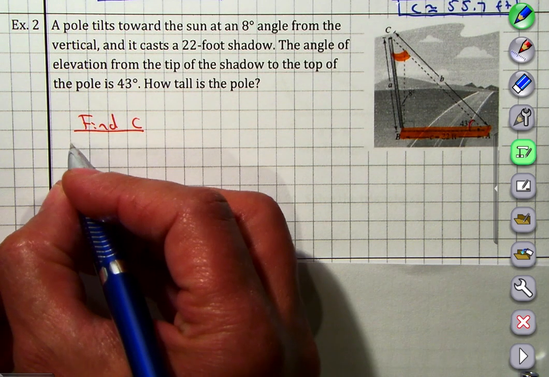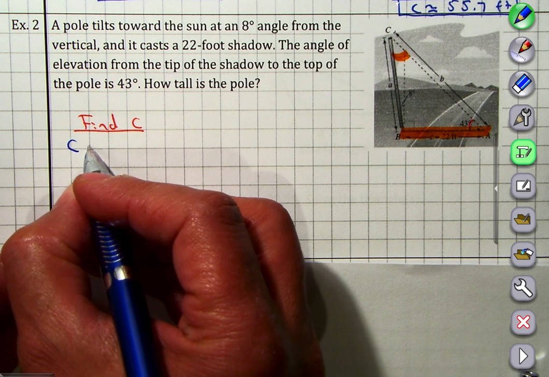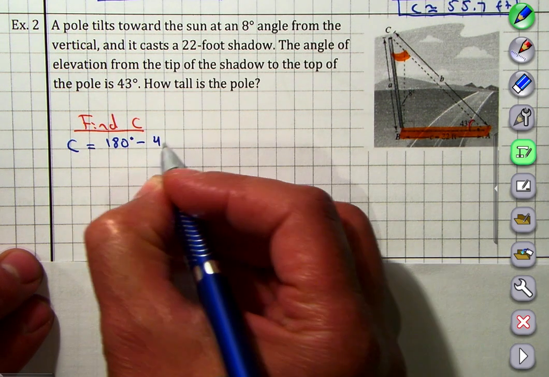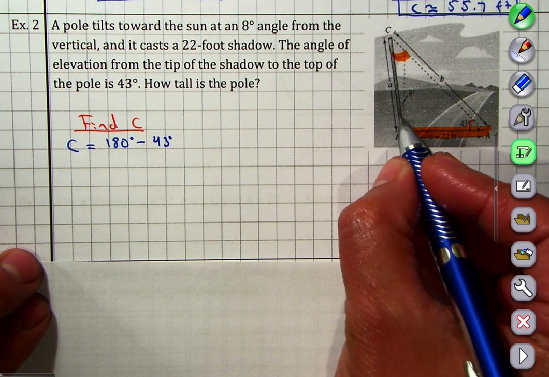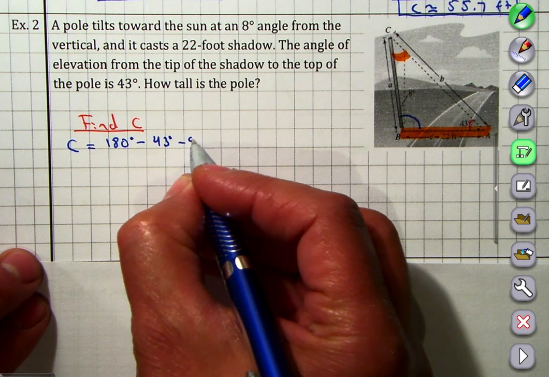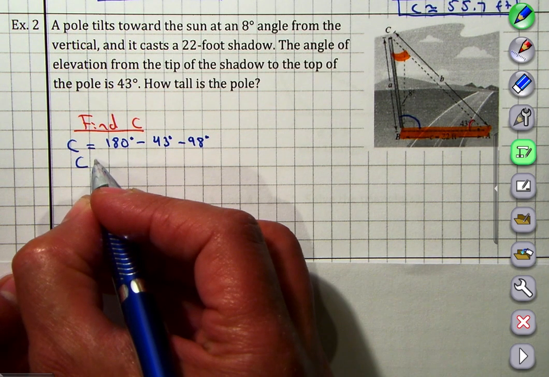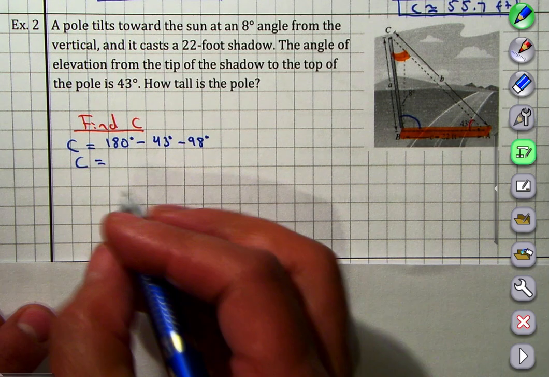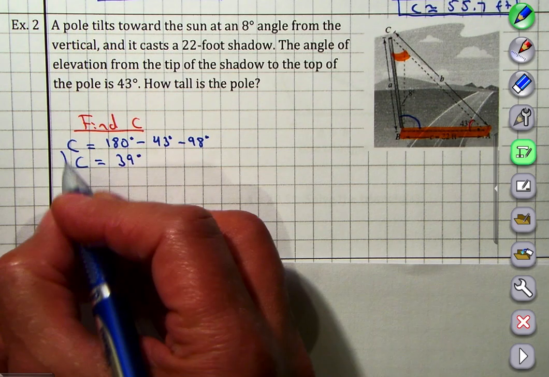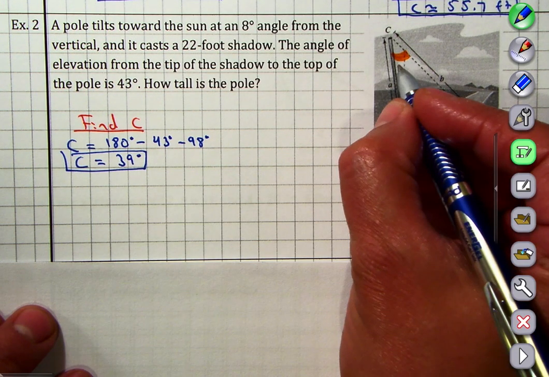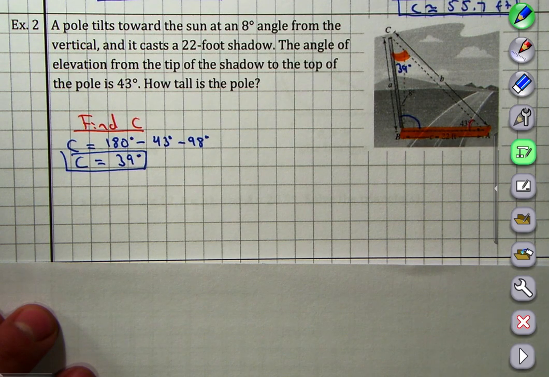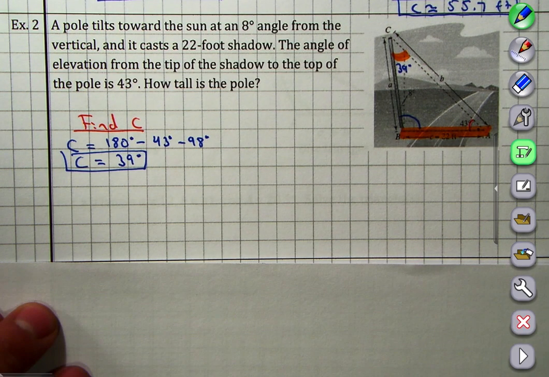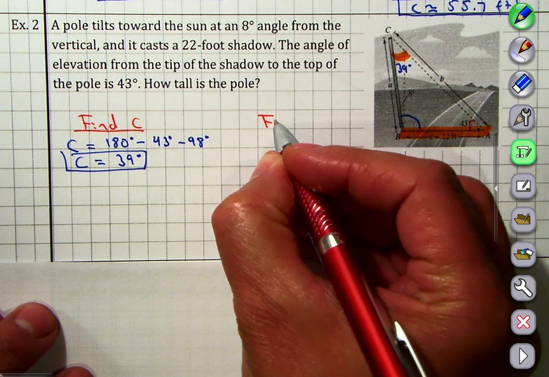Correct, so angle C, I know that it's going to be 180 degrees minus 43 minus, what is this angle? That'll be 98. So angle C is equal to 39 degrees. So now that I know that this is 39 degrees, we can use the law of sines to be able to find side A. So go and find side A, and then we can compare our answer.